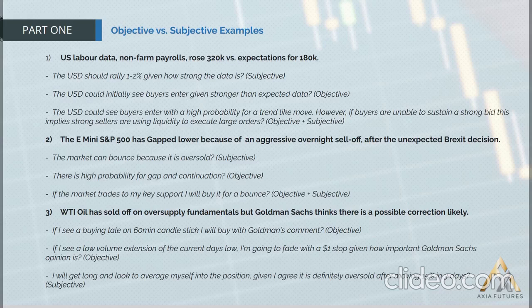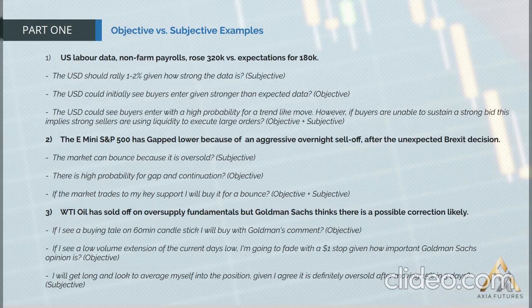Our last example, if the market trades to my key support, I will buy it for a bounce. Okay? Here again, we've got a little bit of a mix. We've got an objective statement as well as a subjective statement. Why? Because if the market trades to my key support, all right, what is key support? It's subjective. Right? One man's key support is another man's key resistance. Don't forget that. So the fact that we're saying if it trades to my level means we are being subjective.